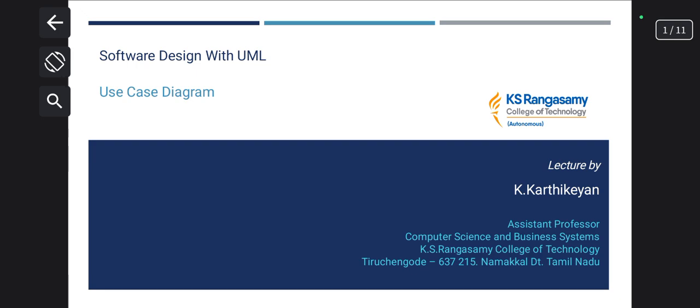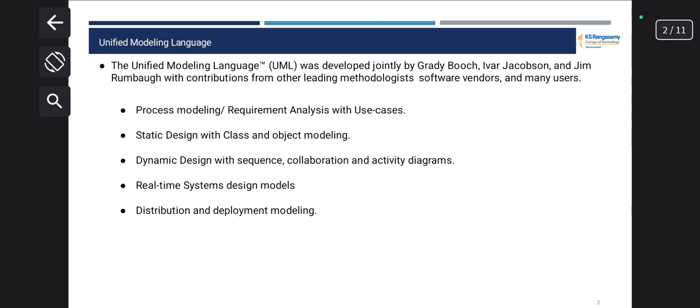So today in this lecture we are going to learn about the importance of important documents and topics in use case diagram from software design with UML. The first one is Unified Modeling Language. UML stands for Unified Modeling Language. It is a standard language used to visualize, design, and document software systems before actual coding begins.